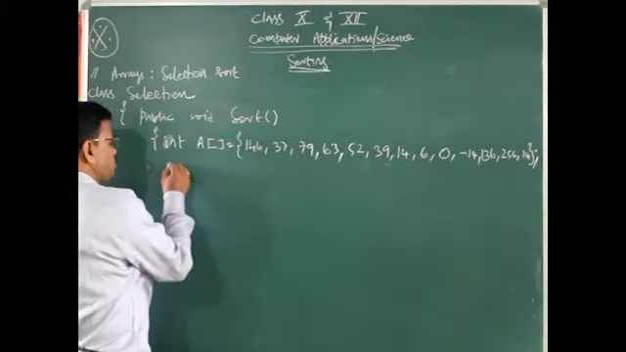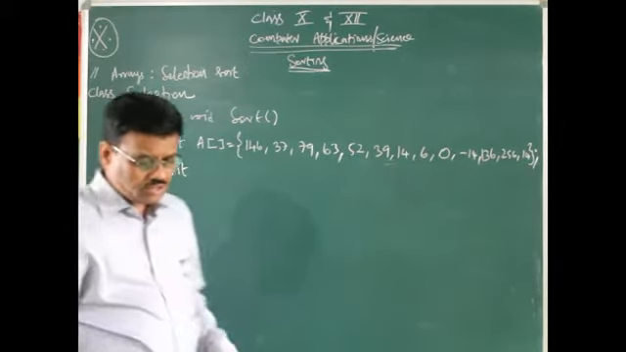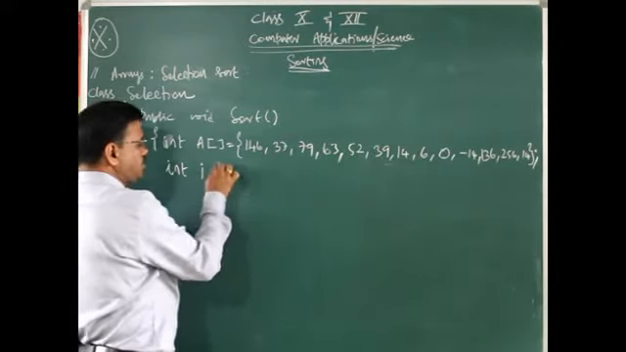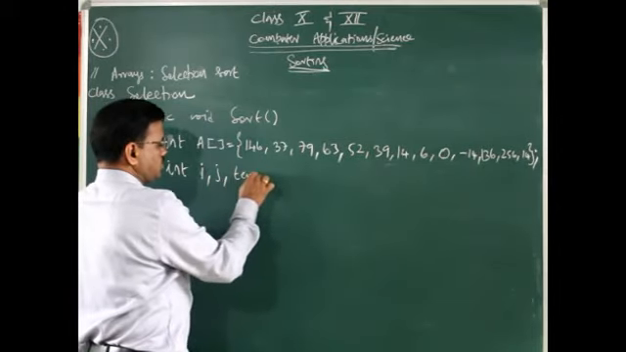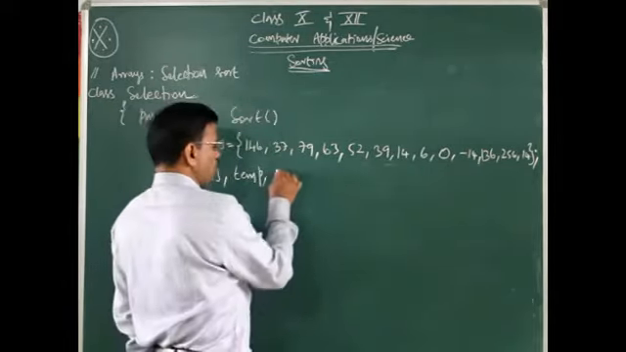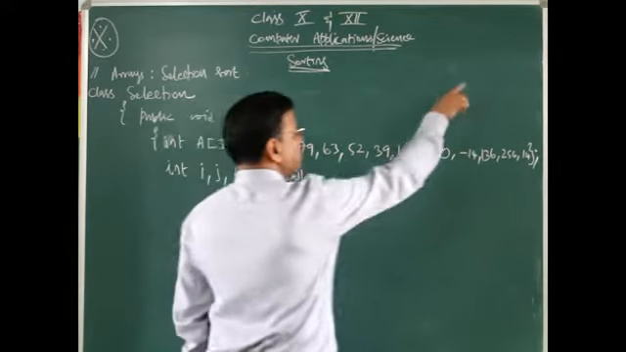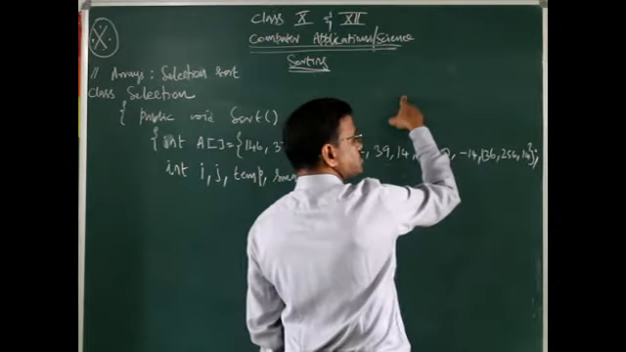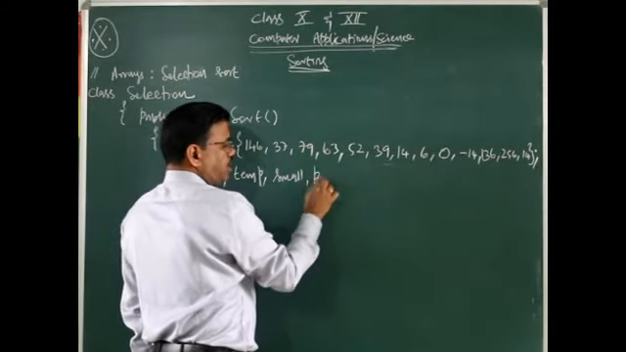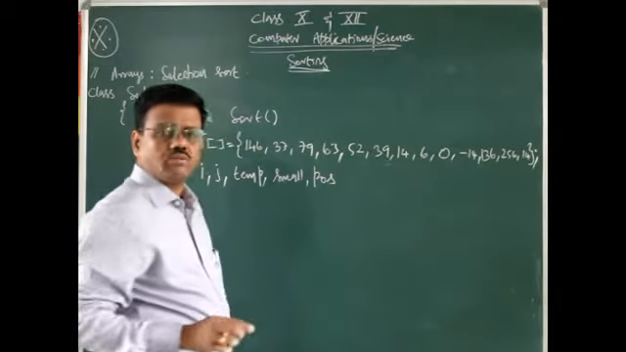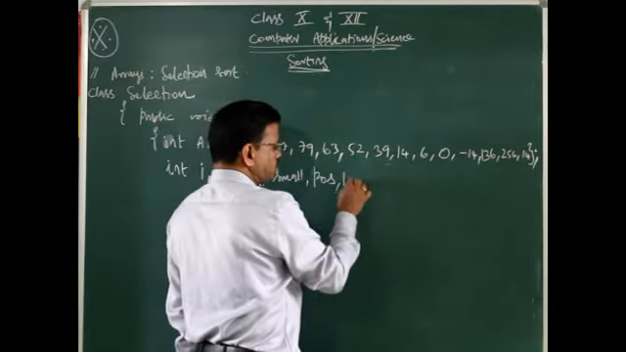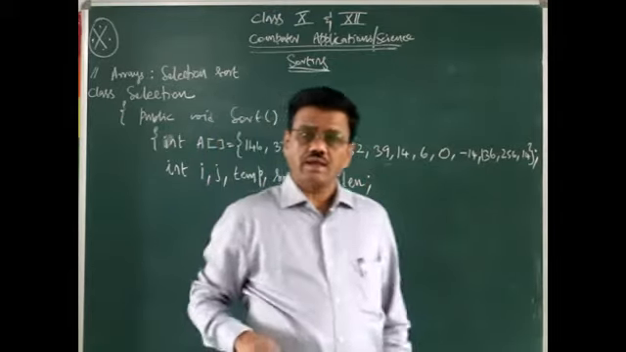So I tell my computer I am going to use these many variables in my program. I will be using loop variables I and J, a variable called temporary, and a variable called small. Every time I compare, it picks up the smallest value, which is stored in small. I'll also use a variable called position, and a variable for the length of this array.